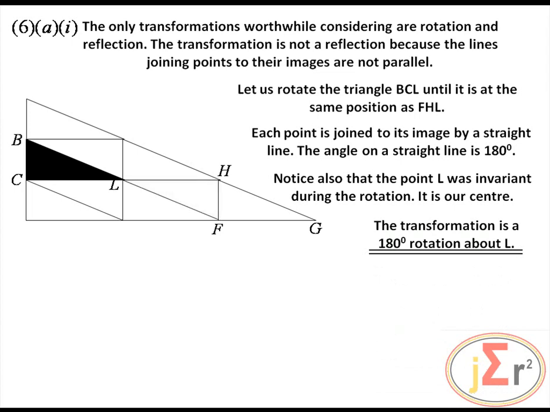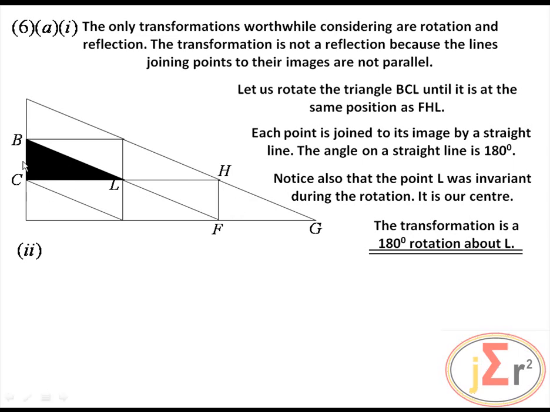And we have another transformation to describe. That one is the transformation which links the triangle BCL to HFG. What do we know? That these triangles are exactly the same, except that this one is at a different location. Therefore, we know that it is a translation.